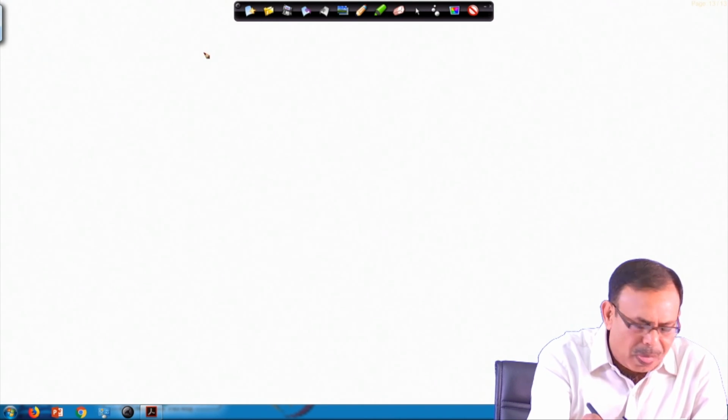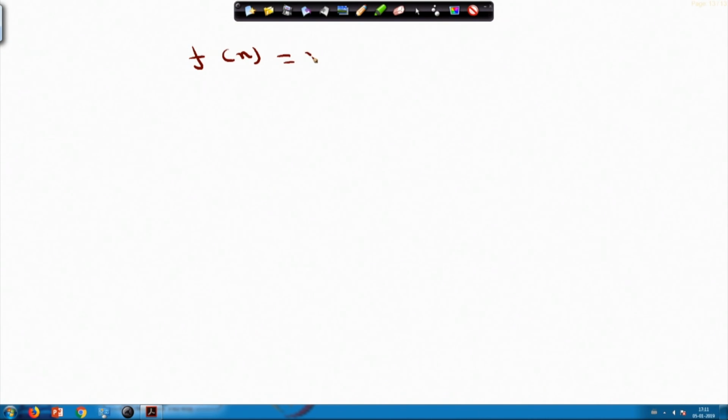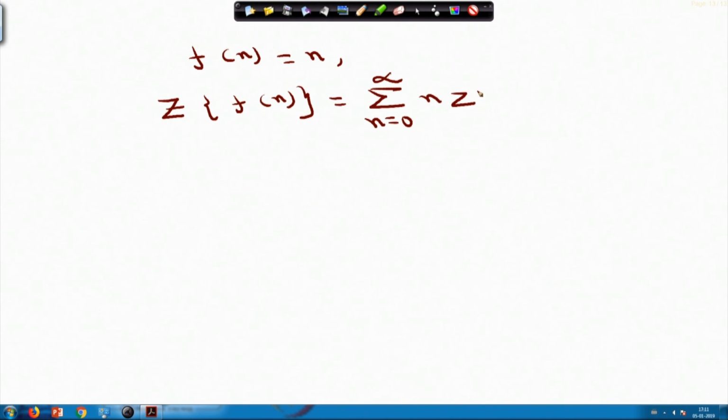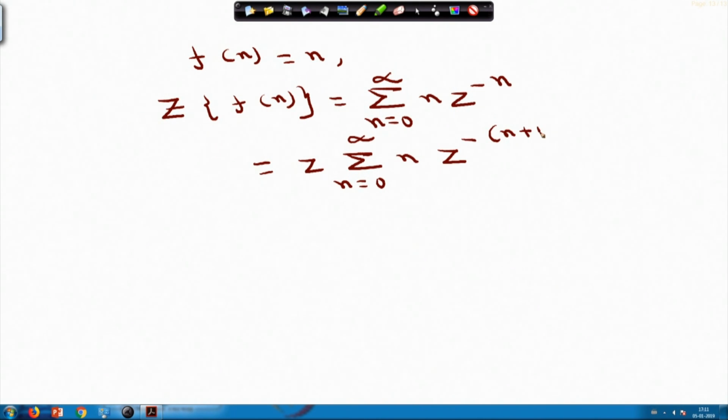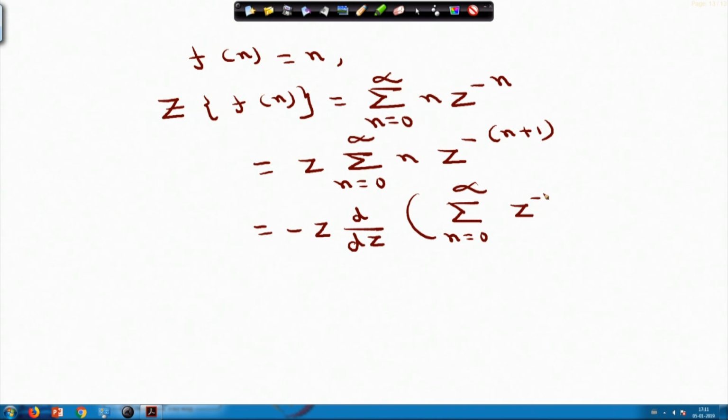Let us see another thing. Let f n equal n. Then z transform of f n equals summation n equals 0 to infinity n z to the power minus n. This I can write down as z into summation n equals 0 to infinity n z to the power minus of n plus 1. So this z will be cancelled, and once I am writing this form, this is nothing but minus d by d z of summation n equals 0 to infinity z to the power minus n.